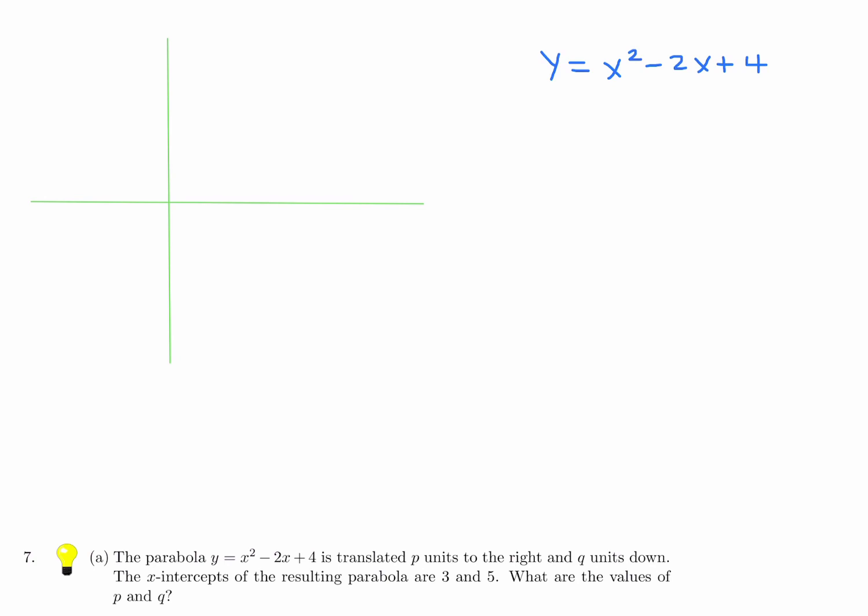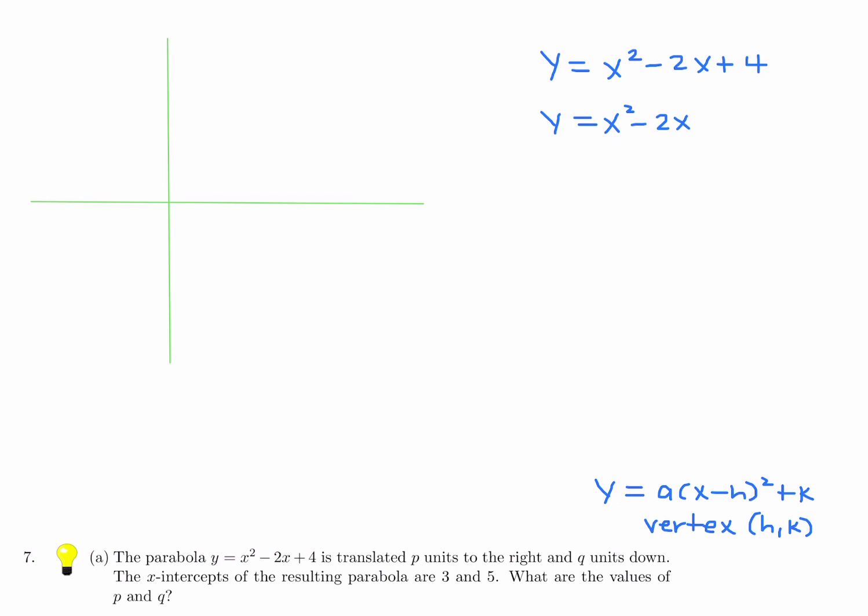What I'm going to do is write it in the form that allows me to figure out the vertex. That form is y is equal to a(x minus h) squared plus k, and if you do that, the vertex is (h, k). So this is going to be x squared minus 2x. Take half of this and square it. You have to complete the square to get it in that form.